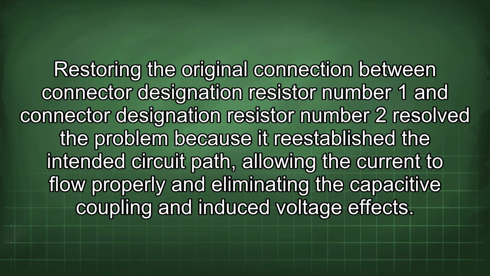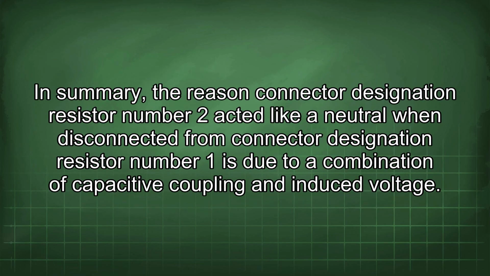Restoring the original connection between connector designation resistor number 1 and connector designation resistor number 2 resolved the problem because it reestablished the intended circuit path, allowing the current to flow properly and eliminating the capacitive coupling and induced voltage effects. In summary, the reason connector designation resistor number 2 acted like a neutral when disconnected from connector designation resistor number 1 is due to a combination of capacitive coupling and induced voltage.